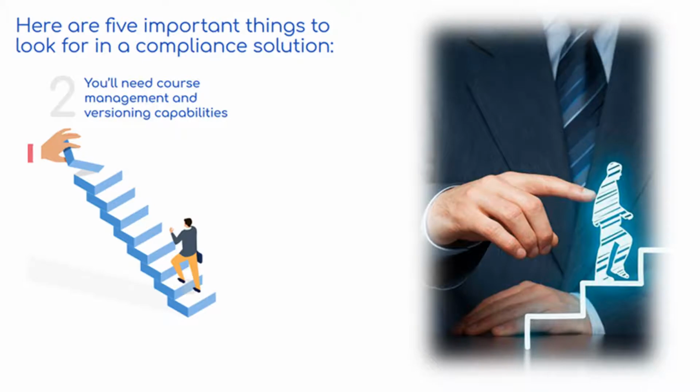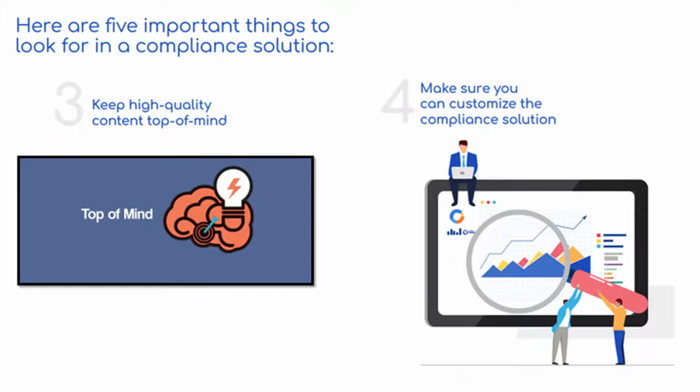Number 3, keep high-quality content top of mind. To keep compliance front and center, it must be regularly taught. But more importantly, it must also be engaging. If learning content is dry, outdated, or presented poorly, employees will absorb less and less information. In one study, 1 out of every 3 employees reported that uninspiring content was the barrier to their learning. When training courses are relevant, engaging, and aligned with the company's objectives, employees are more likely to consume them.